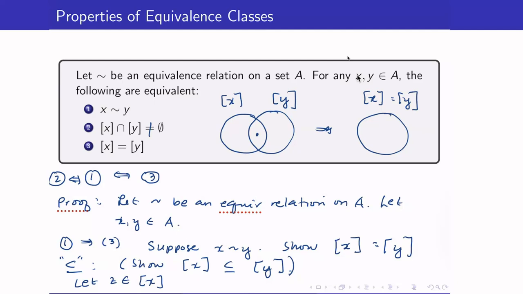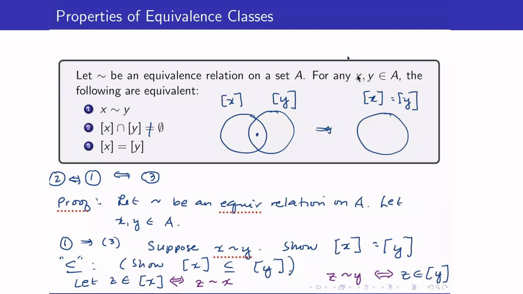What do we want to end up with? We want to end up with Z is an element of the equivalence class of Y. So we will do some sort of backward method here. So what we want to do is from here, we want to go to this part. Now, what does it mean for Z to be in the equivalence class of Y? It means that Z must be equivalent to Y. Now, going back to this one, what is the meaning of Z being an element of the equivalence class of X? It means that Z must be equivalent to X.